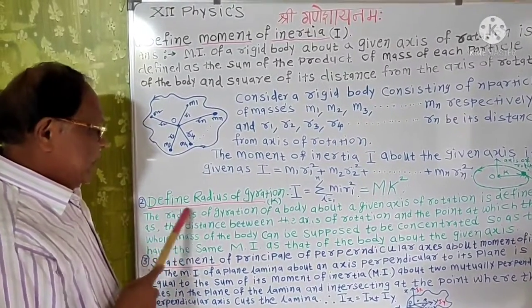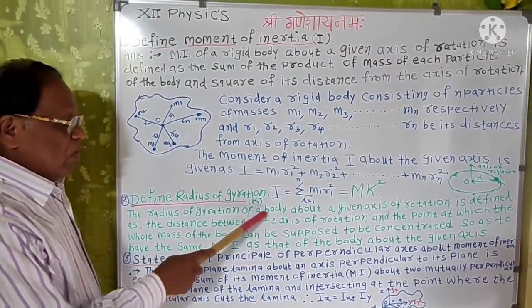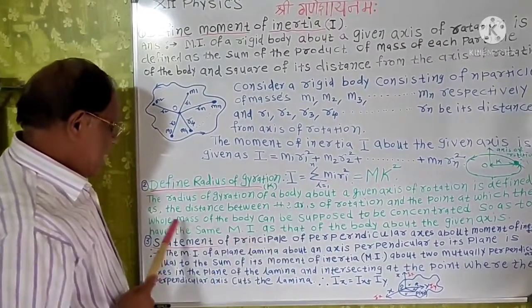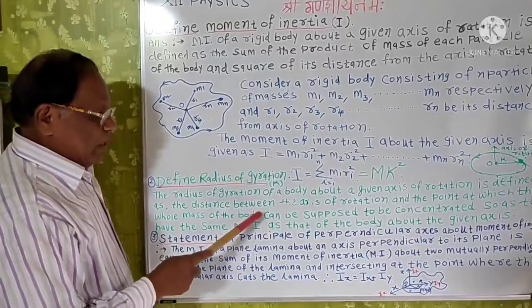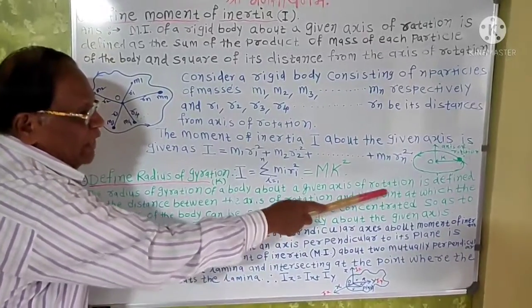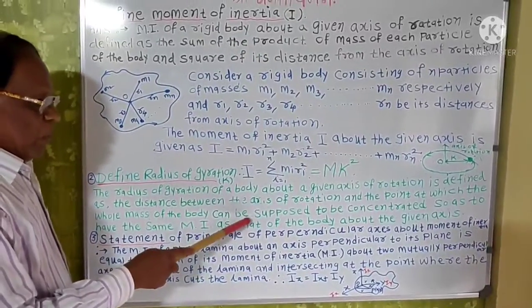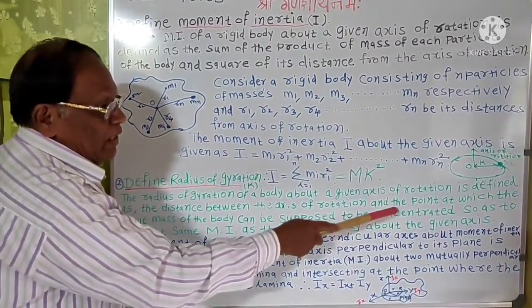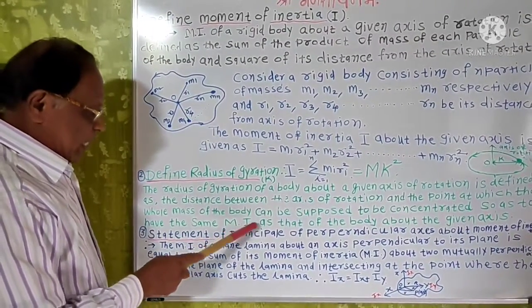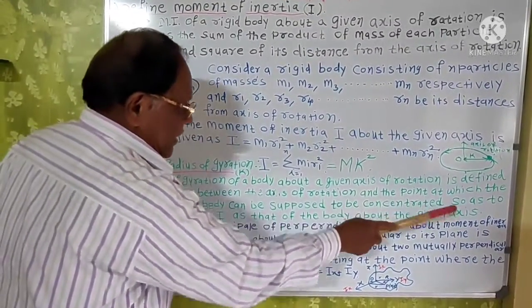Now we are going to define radius of gyration, K. The radius of gyration of a body about a given axis of rotation is defined as the distance between the axis of rotation and the point at which the whole mass of the body can be supposed to be concentrated so as to possess the same moment of inertia as that of the body about the given axis.